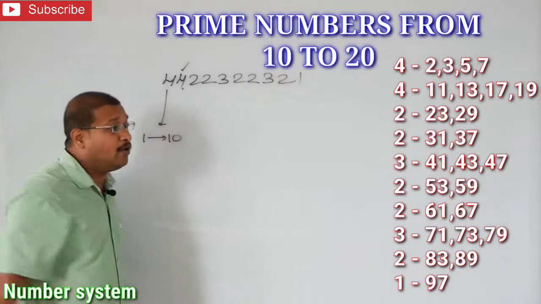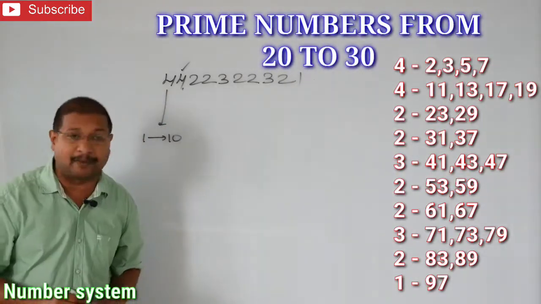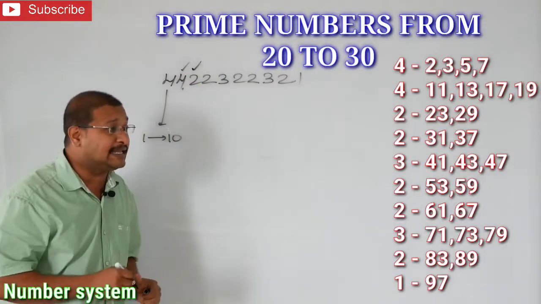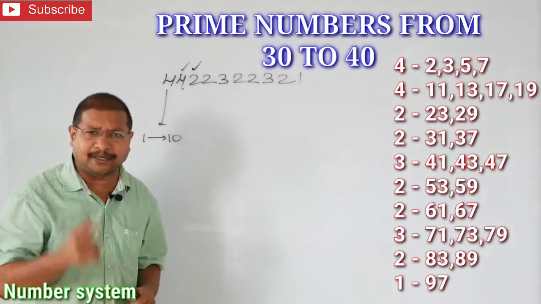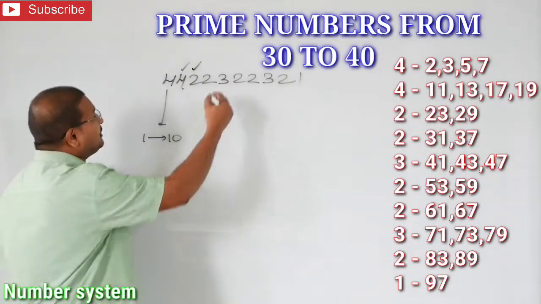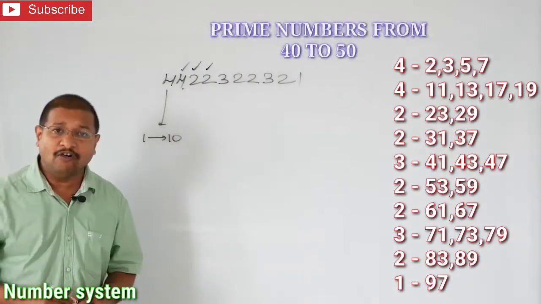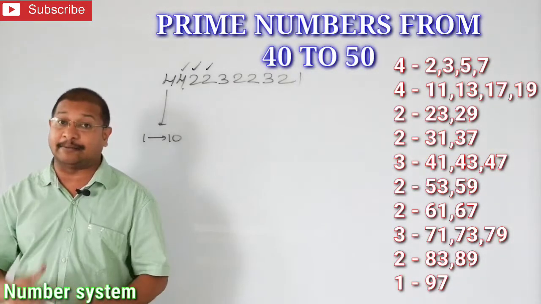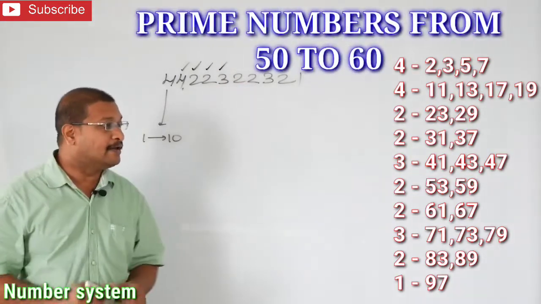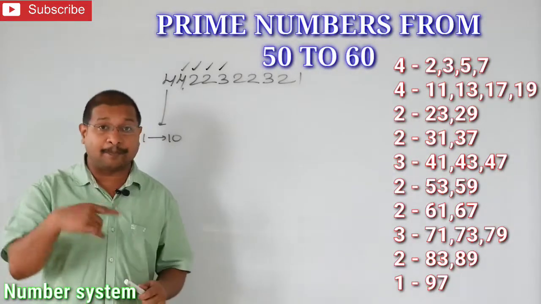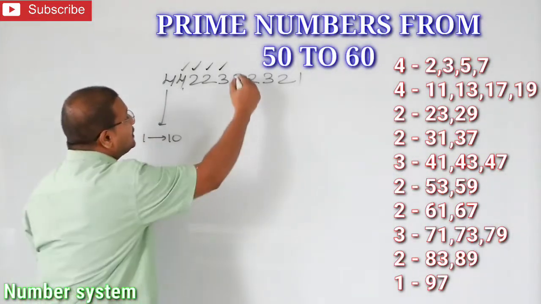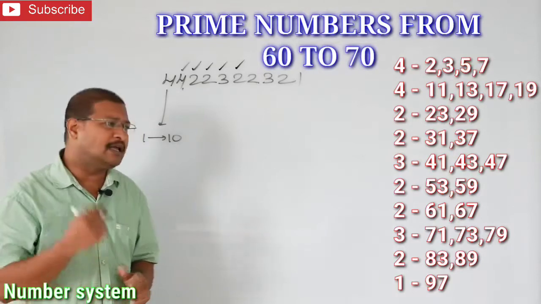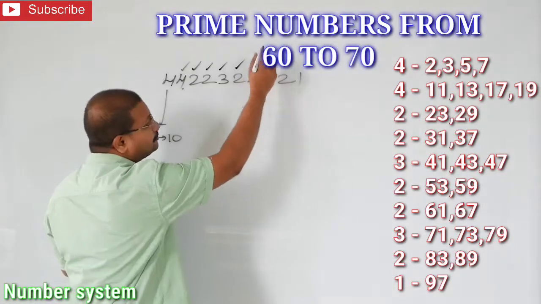Now, let us see 20 to 30. What are the prime numbers? 23 and 29. That means 2. Let us see now 30 to 40. What are the prime numbers? 31 and 37. That means 2 numbers. Let's see now 40 to 50. How many prime numbers are there? 41, 43, 47. That means 3. Next one, 50 to 60. The prime numbers are 53 and 59. That means 2. Now 60 to 70. What are the prime numbers? 61 and 67. That means 2.